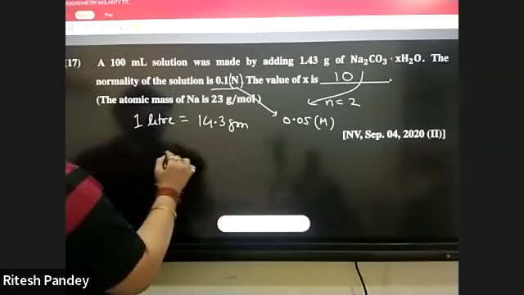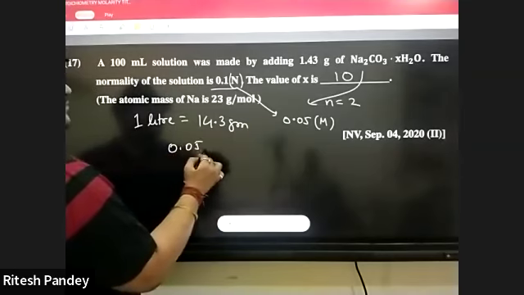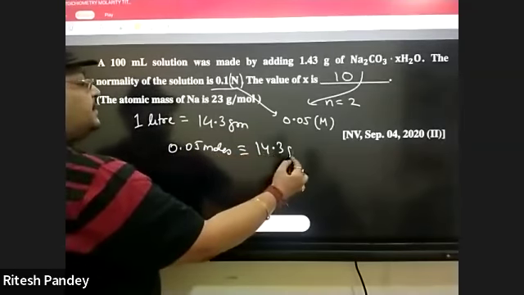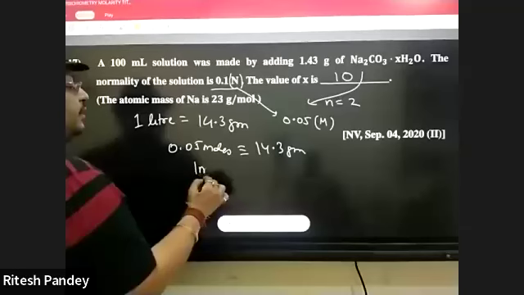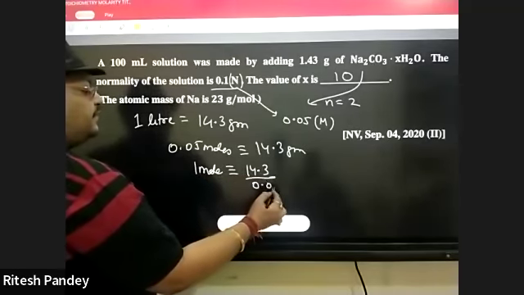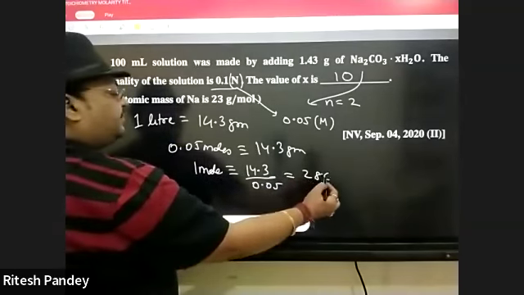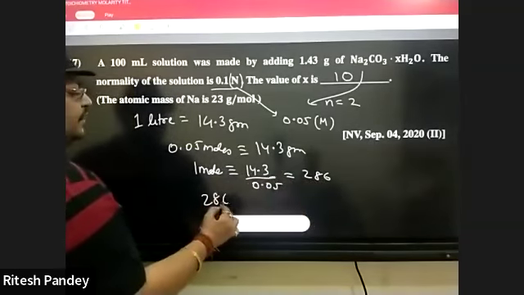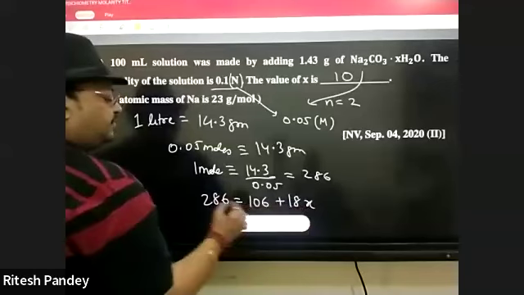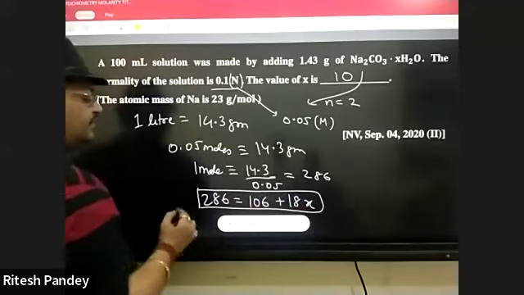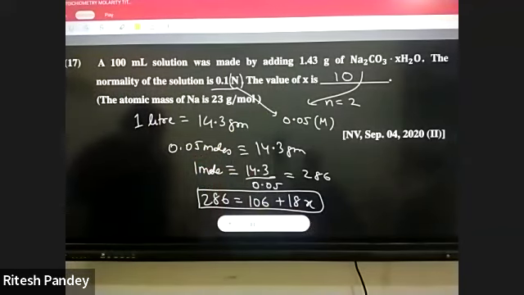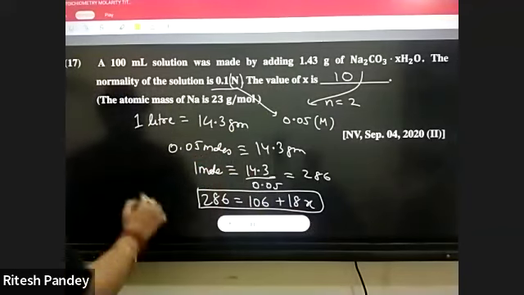So 0.05 moles are going to weigh 14.3 grams. Naturally, molecular weight is 14.3 upon 0.05, and this I guess will give you 286. Now 286 would leave me with 106 as sodium carbonate and 18x. Na2CO3.xH2O is the hydrated form of sodium carbonate. X is equal to 10.